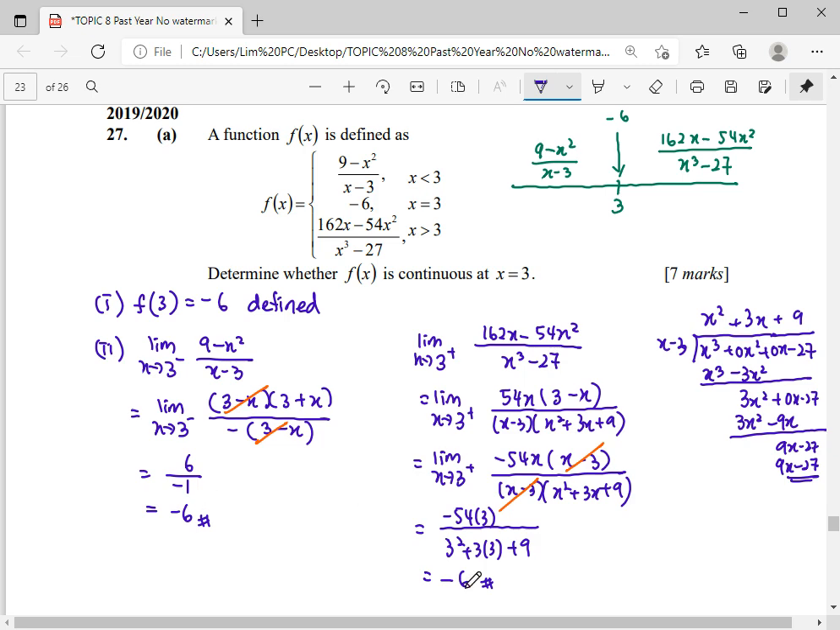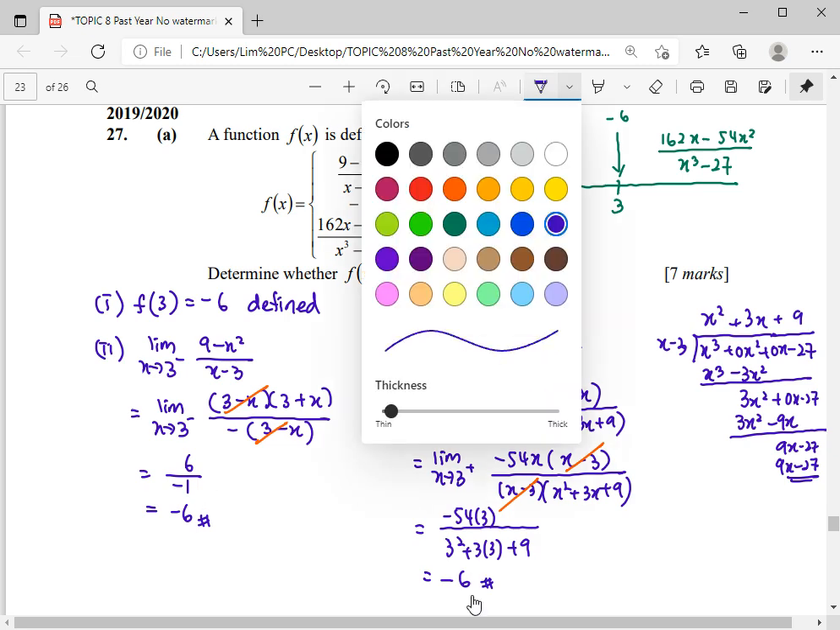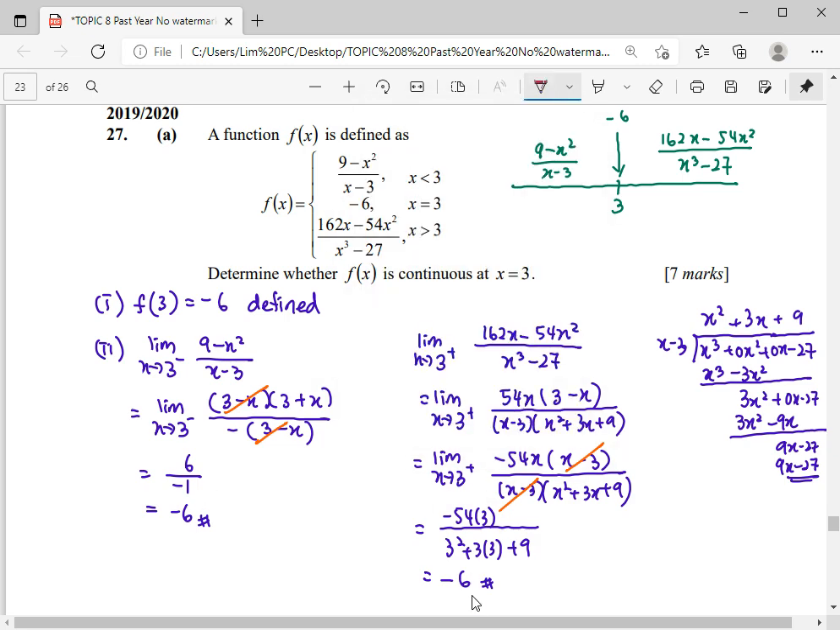You can see the left hand side and right hand side are the same answer. So we can come to a conclusion that condition 2 is fulfilled. The limit for x approaching 3 of the function exists. Okay, so it is equal to negative 6, which means it exists. So condition number 2 is fulfilled.